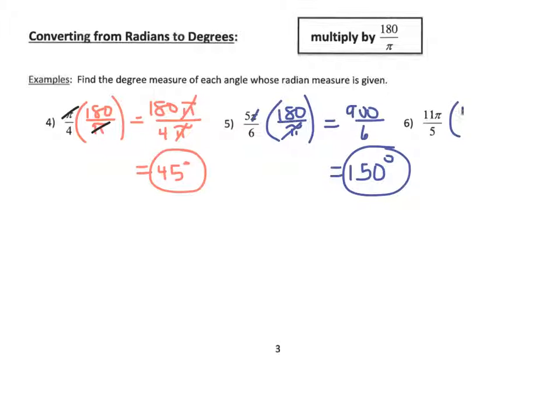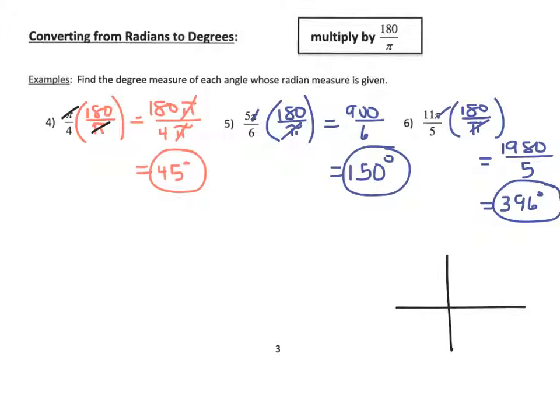We're going to multiply by 180 over pi. So the pi in the numerator cancels with the pi in the denominator. And then if I multiply across the top, 11 times 180 is 1980. And in the denominator, we just have a 5. And when I divide 1980 by 5, I get 396 degrees. Now, I just want to point out 396 degrees, I mean, that is bigger than 360 degrees, right?